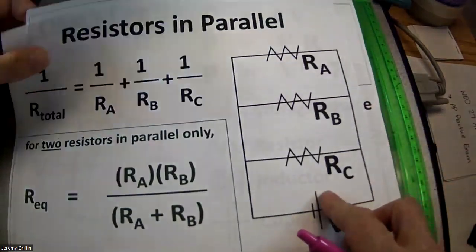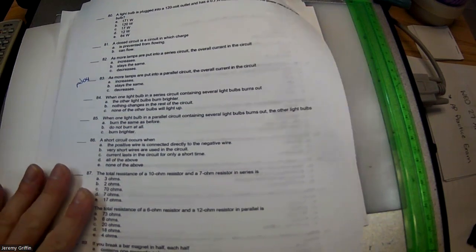So you guys got that? If you put on more bulbs in series, that decreases the overall current. If you put on more bulbs in parallel, that increases the overall current.